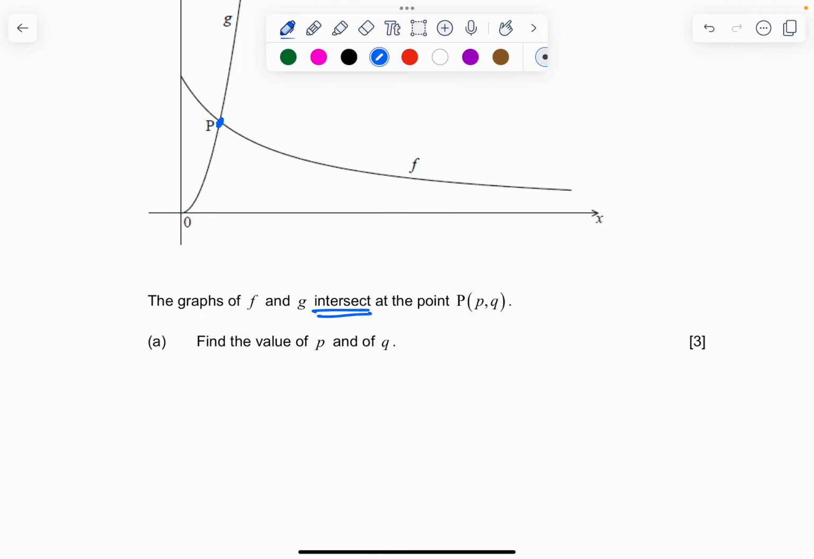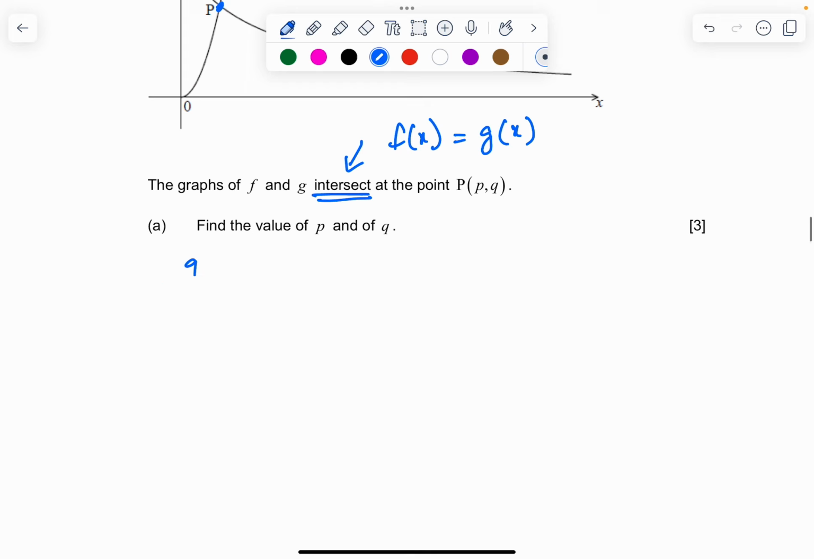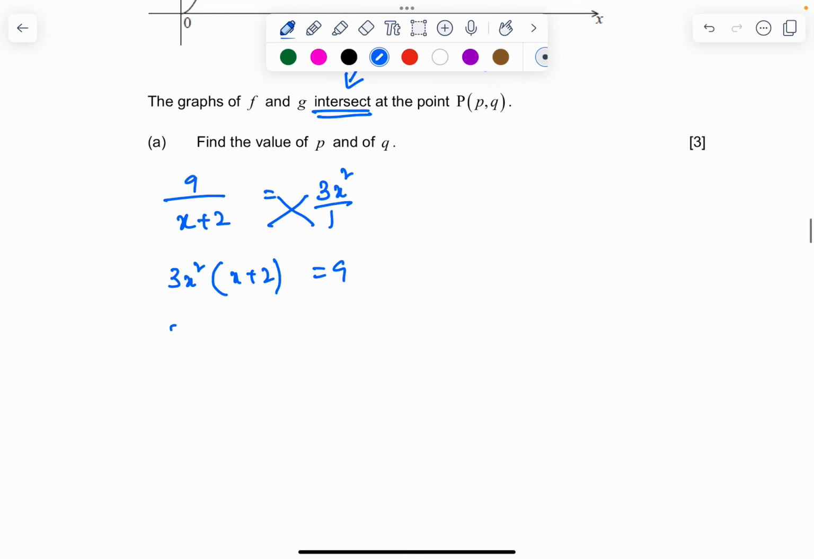Whenever they say point of intersection, we need to make f of x equal to g of x, right? So now I'm going to equate them. 9 over x plus 2 is equal to 3x squared. I just cross multiply, then I'll get 3x squared times x plus 2 equal to 9. So I bring everything together, 6x squared minus 9 is equal to 0.